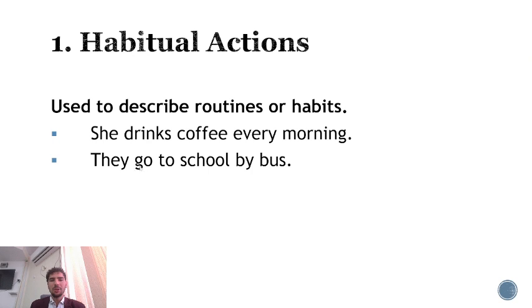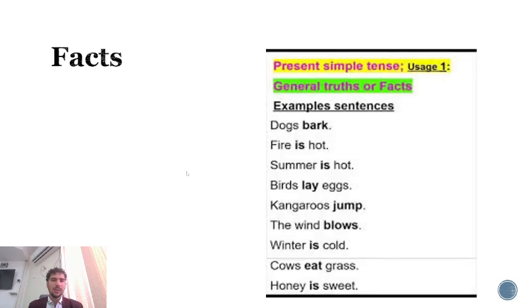They go to school by bus. It's a routine. Every day they go to school by bus. The next use is for something that is clear, a truth. For example, fire is hot. It's a type of fact.